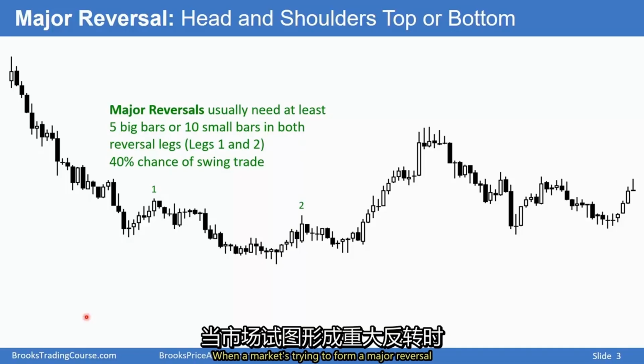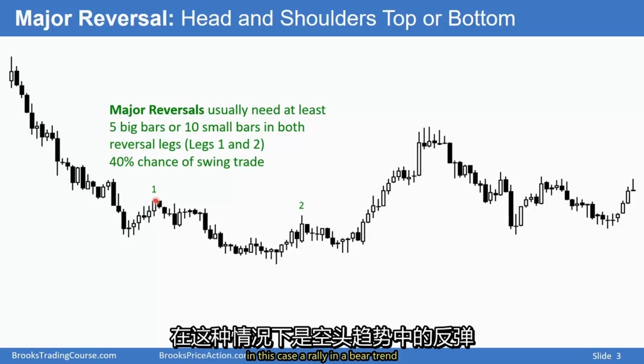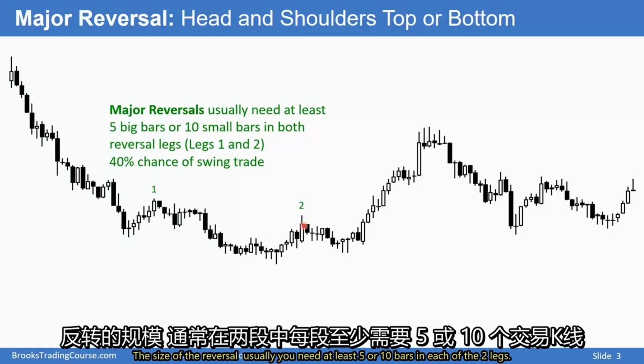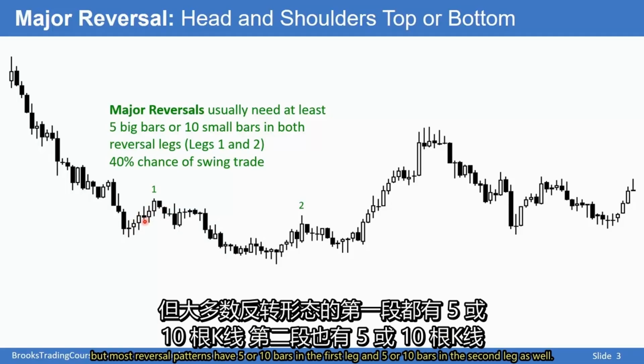When a market's trying to form a major reversal, it usually has to have an initial reversal, in this case a rally in a bear trend, to demonstrate that the bulls are reasonably strong, and then the market needs to reverse up a second time. The size of the reversal, usually you need at least 5 or 10 bars in each of the 2 legs. You can have simply 1 bar if it's big enough, but most reversal patterns have 5 or 10 bars in the first leg and 5 or 10 bars in the second leg as well.